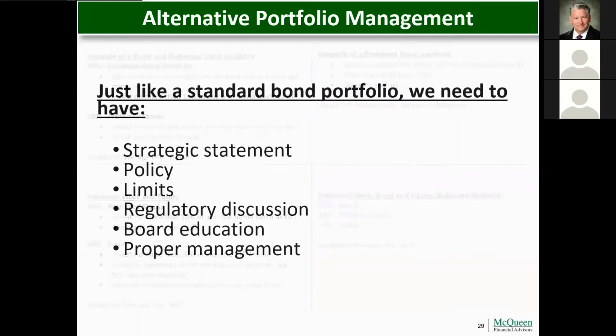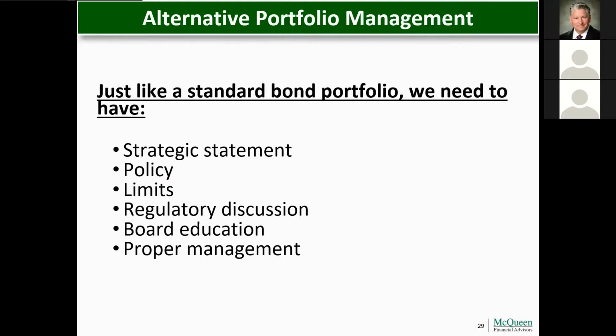So let's move on here. We've got the standard portfolio. We want to do the same things we're doing with that portfolio. There's a strategic statement. There's a policy. We want limits and regulatory discussion, board education, and finally, proper management. These things, you don't have to reinvent the wheel. We're here to help you, of course, but it's really kind of straightforward.